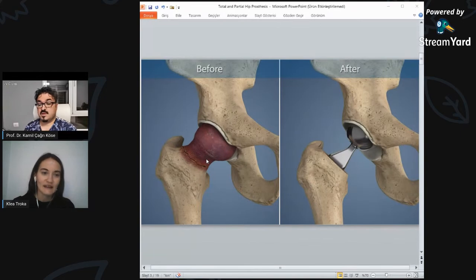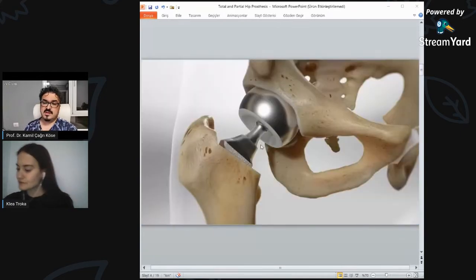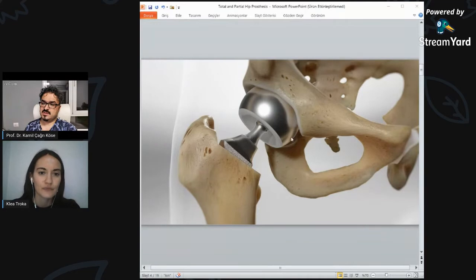Okay then. Okay, so yes, as you see in this picture, the acetabular socket has not been touched. The ball portion of the head is thrown away, and a stem is inserted into the femur. So the load is transferred from the acetabulum to the head and from the head to the femur by means of the stem.